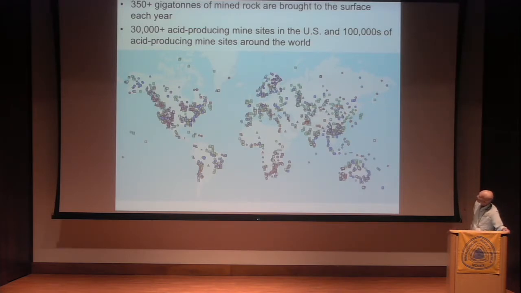But look at the top there: more than 350 gigatons. A gigaton is 1 billion tons. So more than 350 billion tons of mined rock are brought to the surface each year on this planet. Think of that. One thing that's done is it's given us more than 30,000 acid-producing mine sites in the United States alone, Gordon just showed a couple of examples, and 100,000 acid-producing mine sites around the world. Every time I read this, and I've read it 100 times, I think, how could that be?